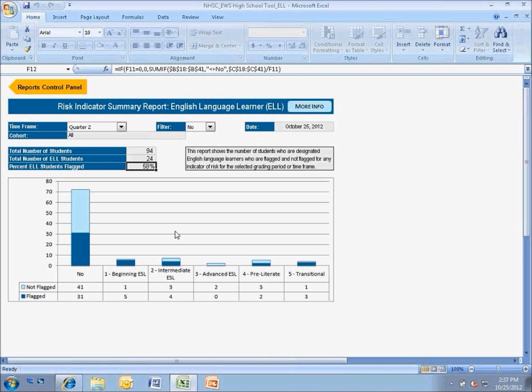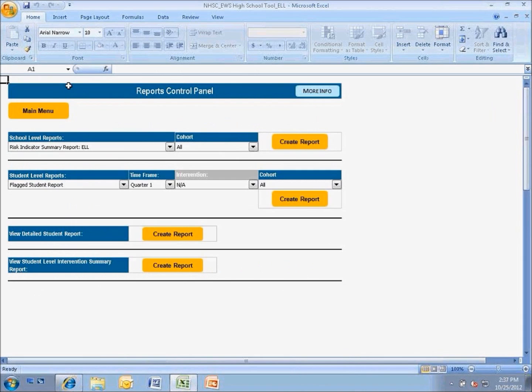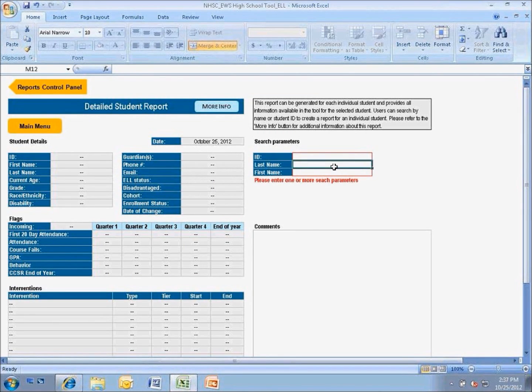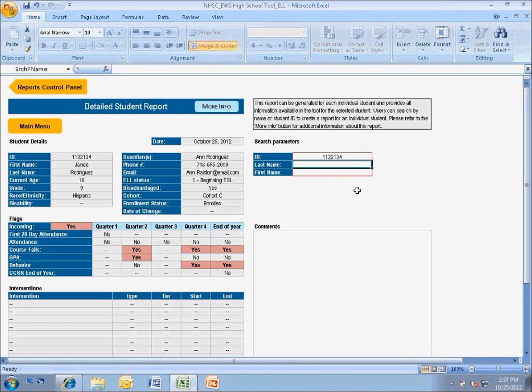And so if you were working through, maybe you go and meet with the beginning ESL teacher, you're discussing each of the specific students that she has and things that she's observed about those students. You can go into what we call the detailed student report, which houses all information the tool has about a particular student. And you can look students up, like I'm about to do here, by their user ID, first name, or last name. So we have here a student, Janice, who's in beginning ESL, you can see here.